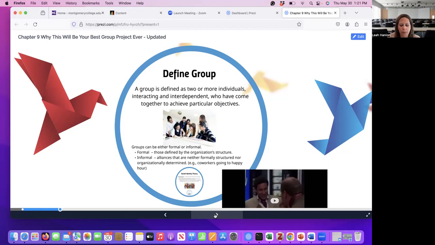An informal group is a group that is neither formally structured nor organizationally determined, such as a group that appears in response to the need for a social contract. What's an example of this? Let's look at one now.